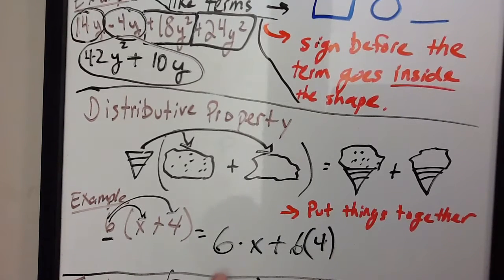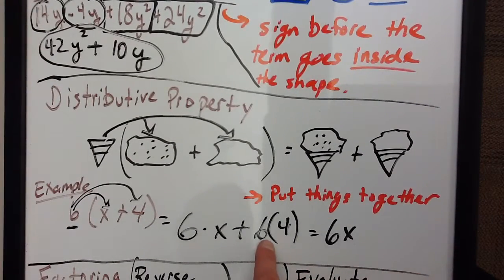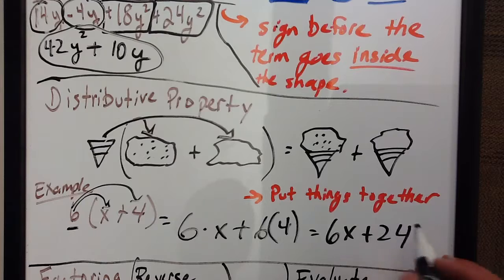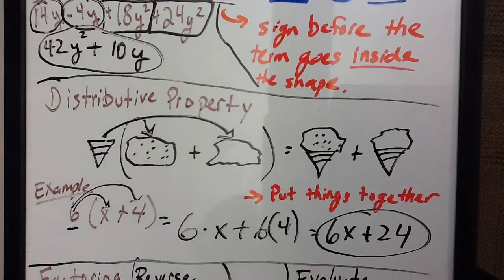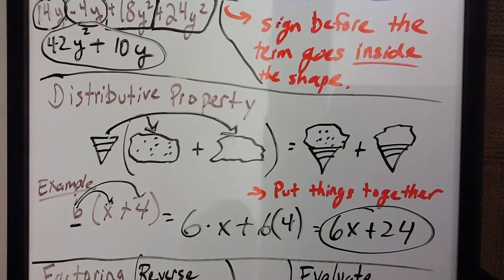If I simplify this, 6 times x is 6x, and 6 times 4 is 24. So this would be my expression once I distribute 6 to the x and the 4. I get 6x plus 24. So remember, if you distribute, you're putting things together.